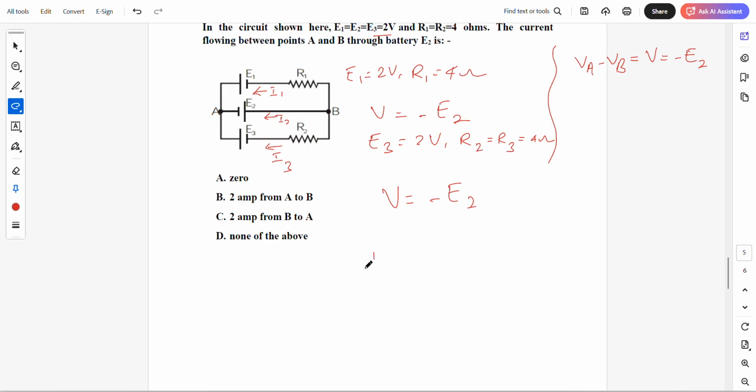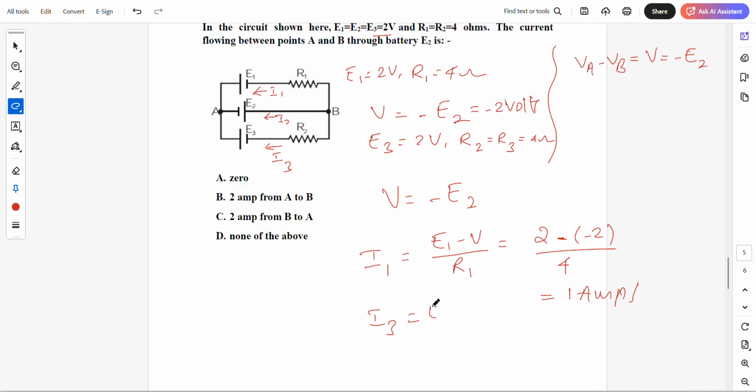Calculate I1. What is the formula to calculate I1? I1 is equal to E1 minus V divided by R1. E1 is 2 minus V, and V is the same as minus 2 volts. So 2 minus of minus 2, divided by R1, which is 4. 2 plus 2 is 4, by 4 is 1 ampere. Now calculate I3.